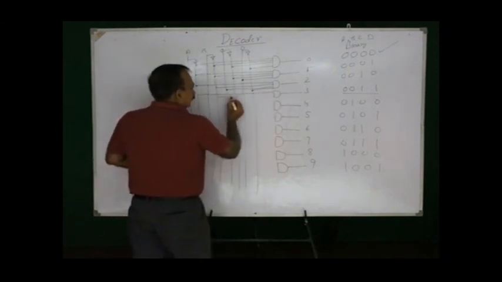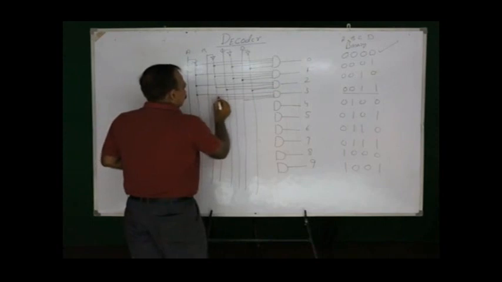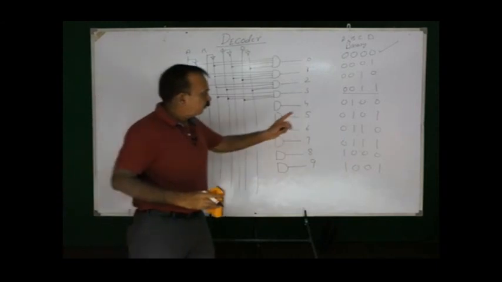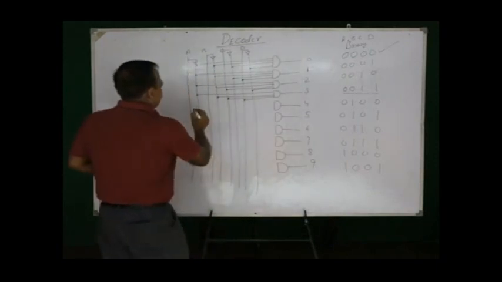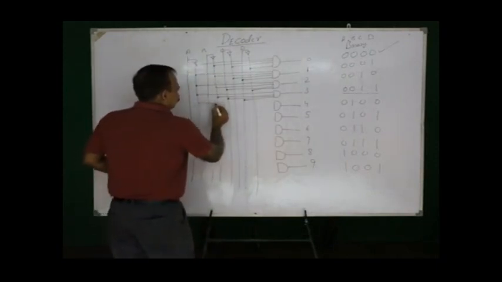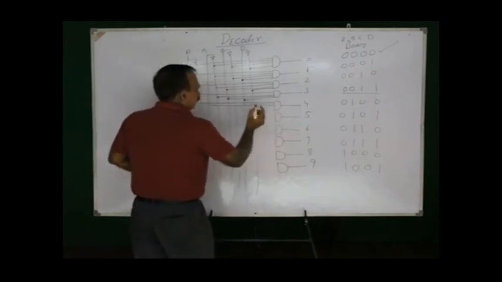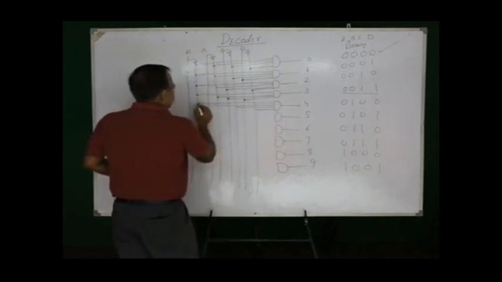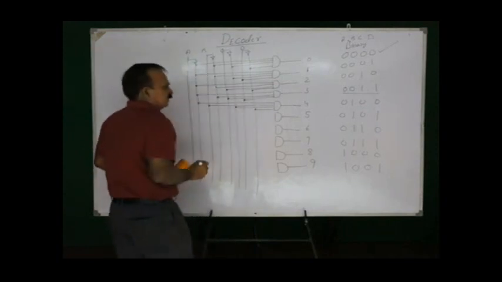The next is B bar, the next one is C, and the next one is D. A bar, B bar, C, and D. What about the next? A bar, B, C bar, D bar. This is A bar. The next is B. The next one is C bar, and the last one is D bar. This is A bar, B, C bar, and D bar.